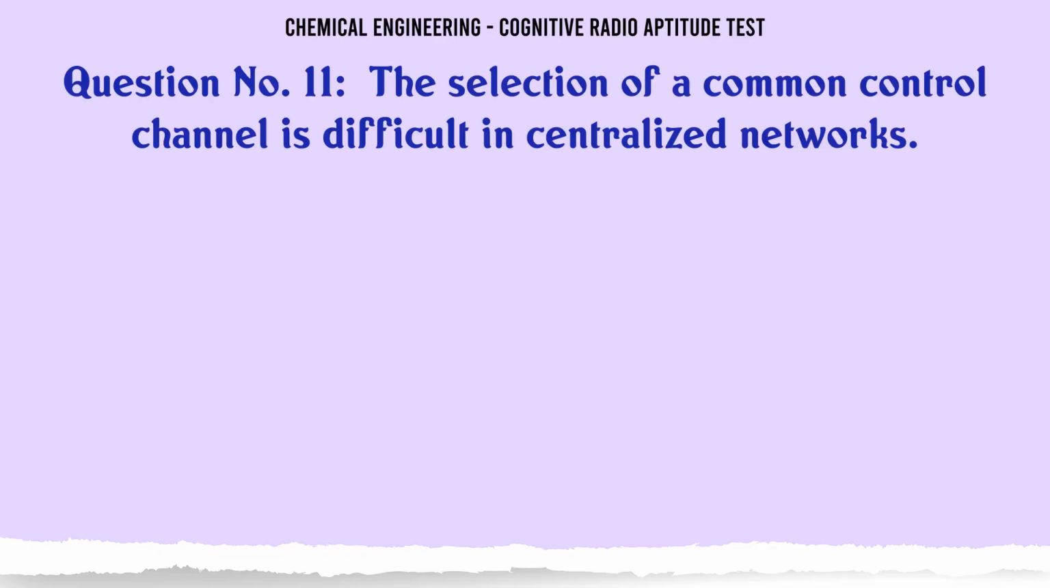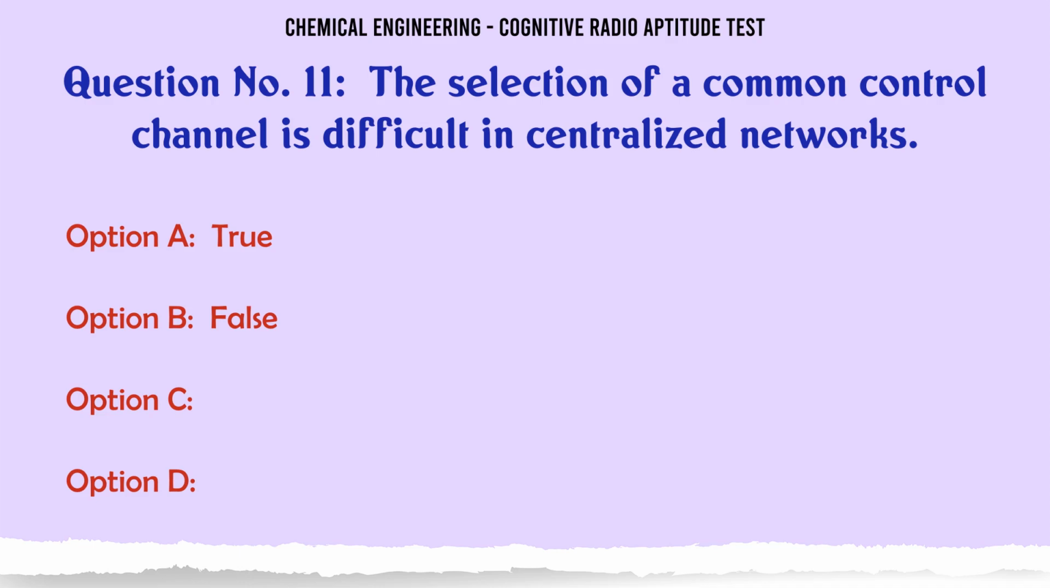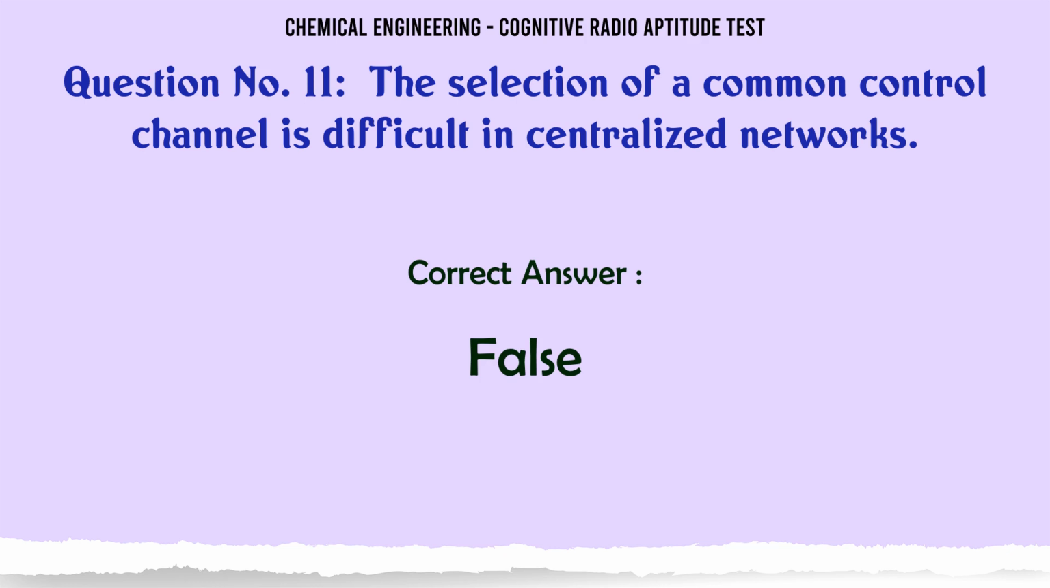The selection of a common control channel is difficult in centralized networks. A. True. B. False. The correct answer is false.